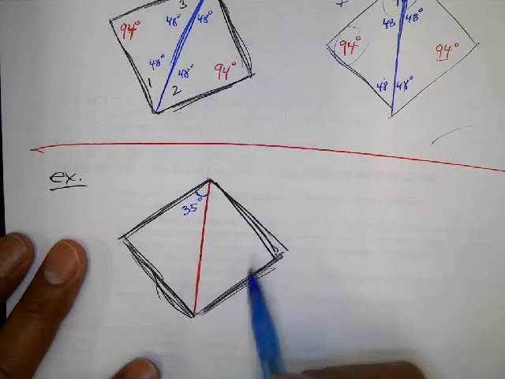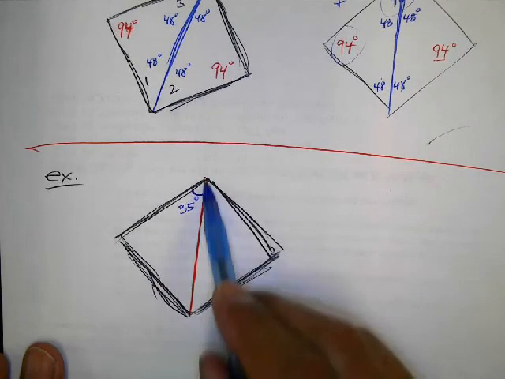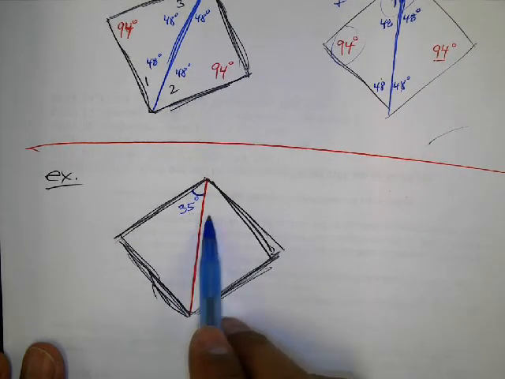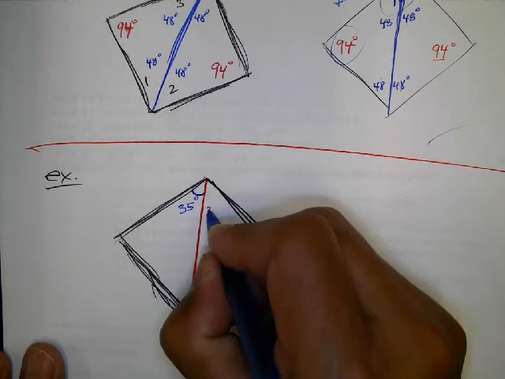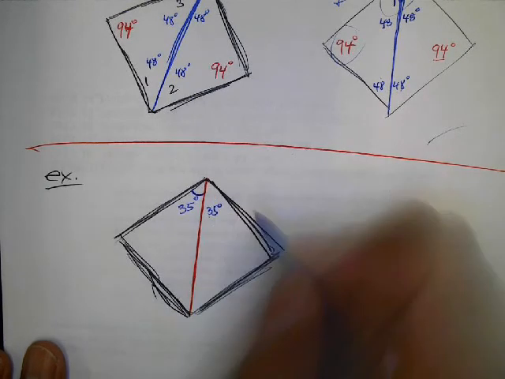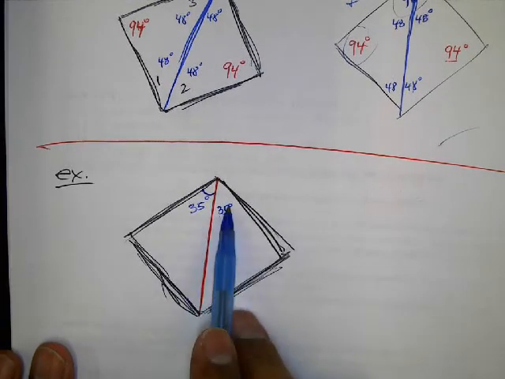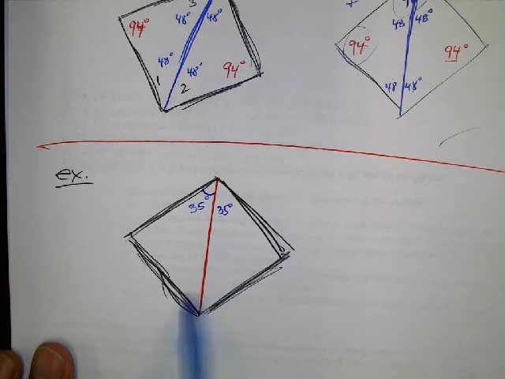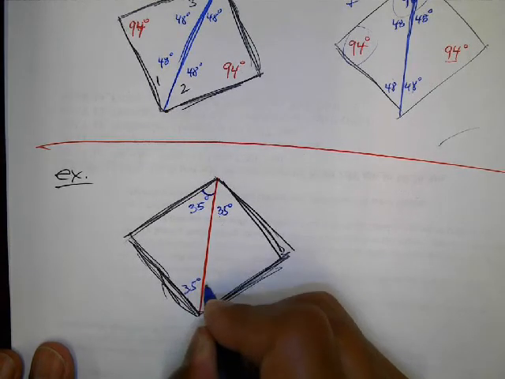Well, remember, if this little piece right here is 35, just this little piece, this diagonal splits this one, so that's 35. What do I know? Well, this one's 35. And if these two are 35, what? Well, these two are 35, right?